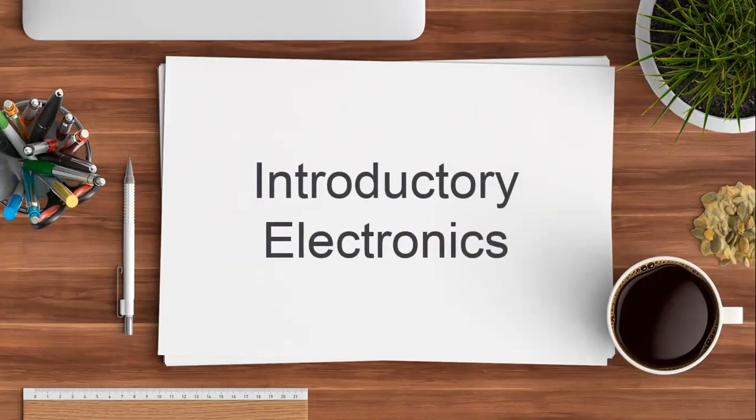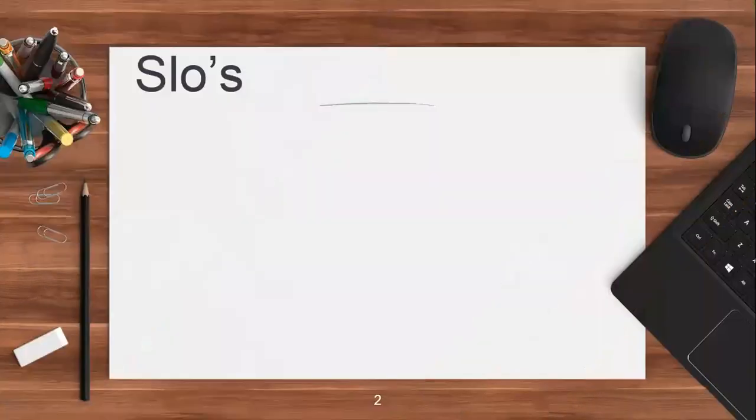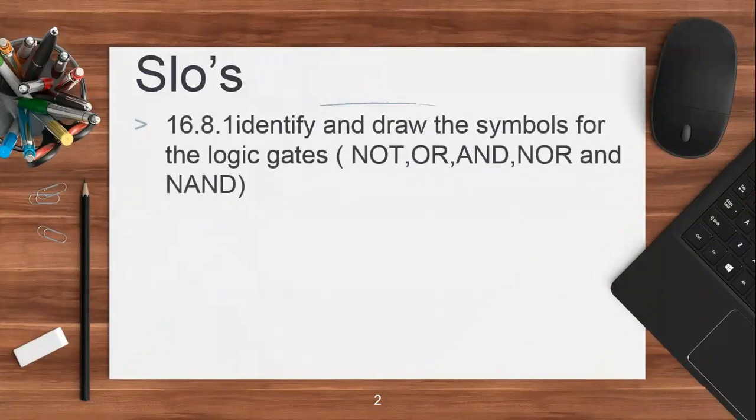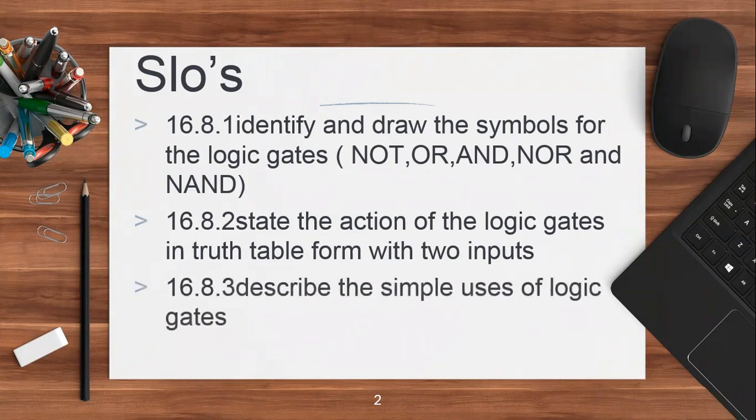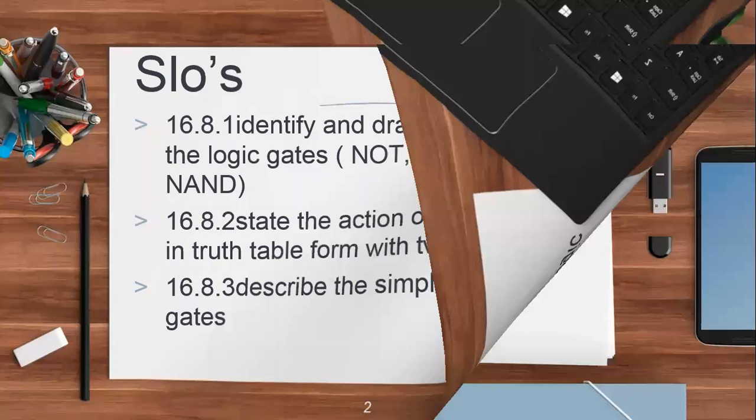Assalamu alaikum students. Today our topic is introductory electronics and the SLOs of this topic are: identify and draw the symbols for the logic gates NOT, OR, AND, NOR and NAND gate; state the action of the logic gates in truth tables formed with two inputs; describe the simple uses of logic gates.